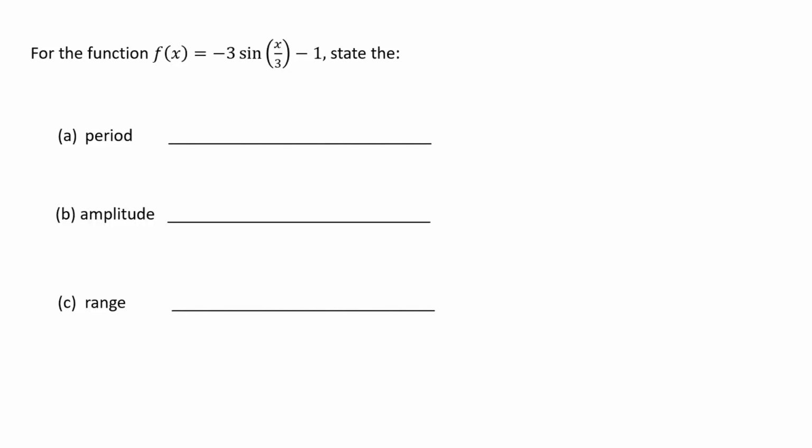We're answering this question before us. Let us give it a read. It says, for the function f of x is equal to negative 3 sine x on 3 minus 1, state the first thing we need to state is the period of this thing.